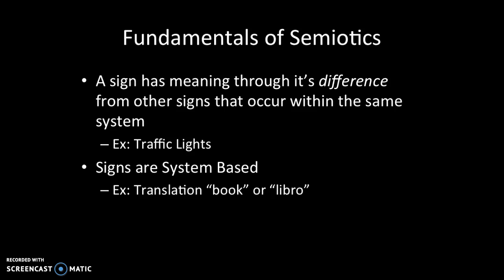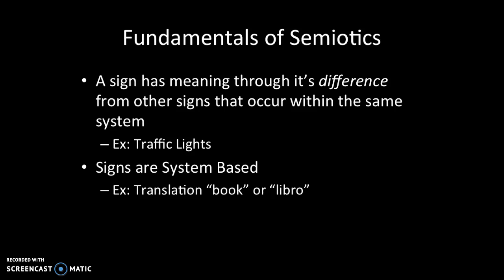It's important to know that not all systems are alike. Signs are system-based. For example, consider how an object in one language system is referred to differently in another language system. The English language word for book is different in Spanish. The Spanish word for book is libro. Signs are also prone to change in meaning over time.